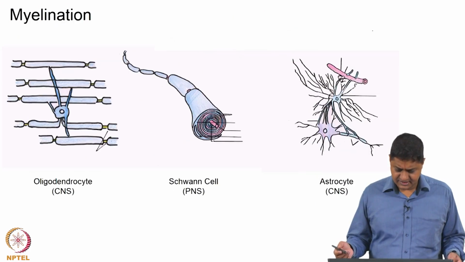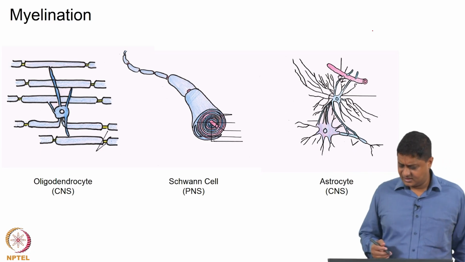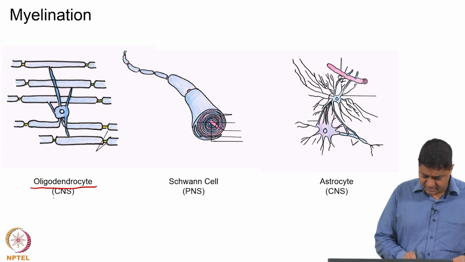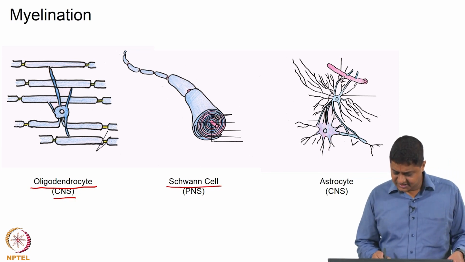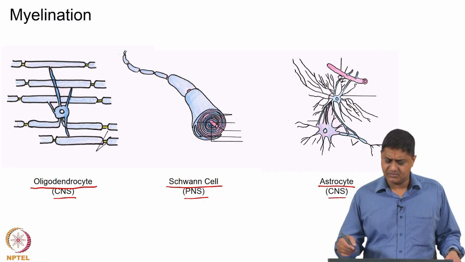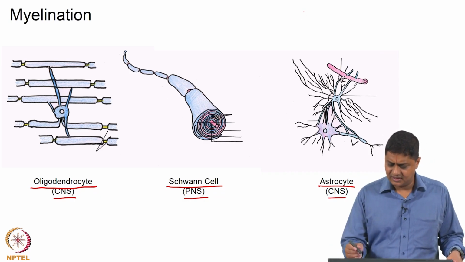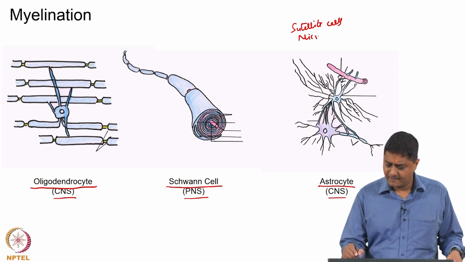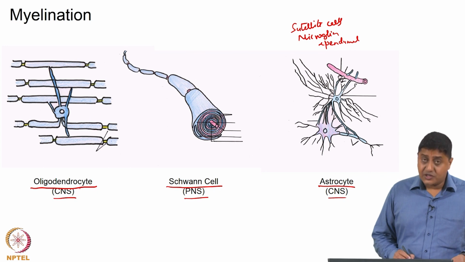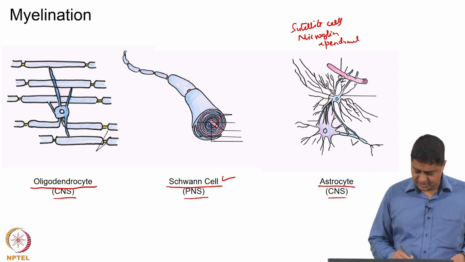And what are these glial cells? There are different types of glial cells. For the purpose of this class, we will discuss a few. Oligodendrocytes in the central nervous system, Schwann cells in the peripheral nervous system, and then others such as astrocytes in the central nervous system. What is not discussed is basically satellite cells, microglia, ependymal cells, etc., etc., right. We will take the case of oligodendrocyte and Schwann cell for the purpose of this course and discuss them.